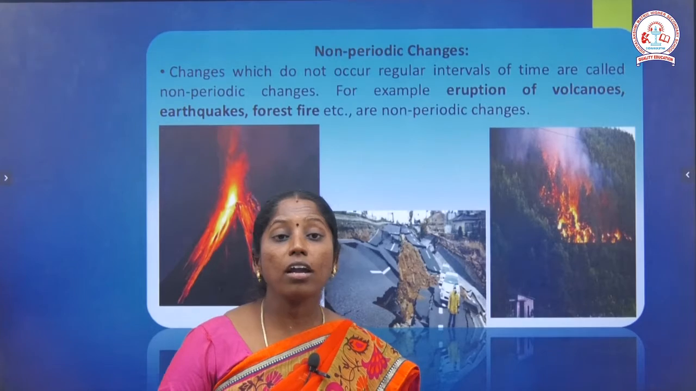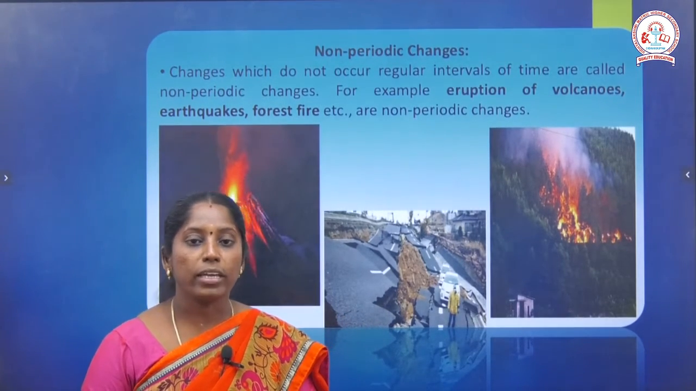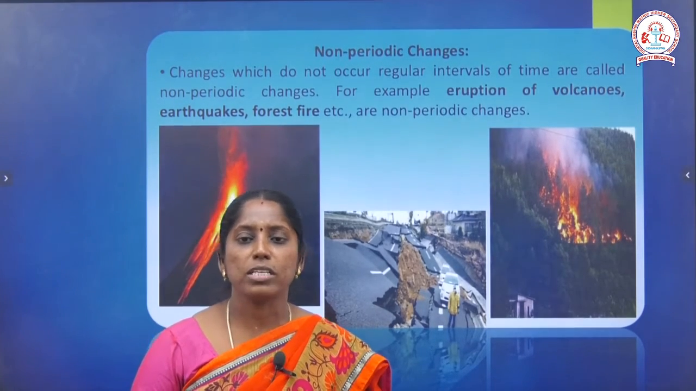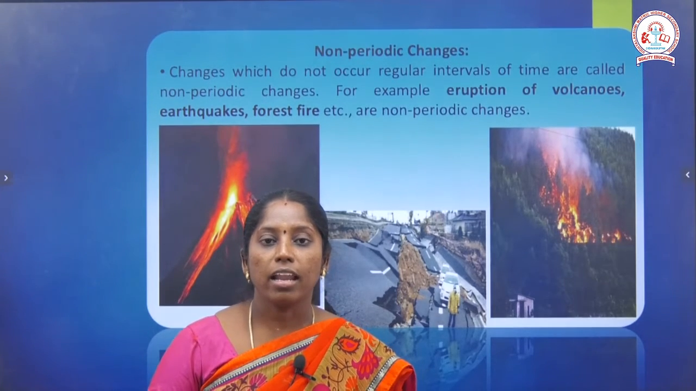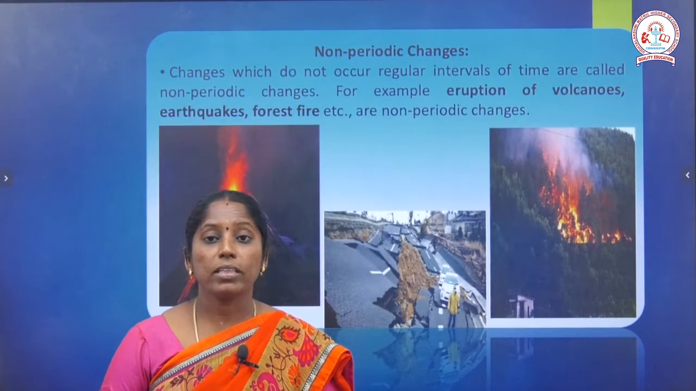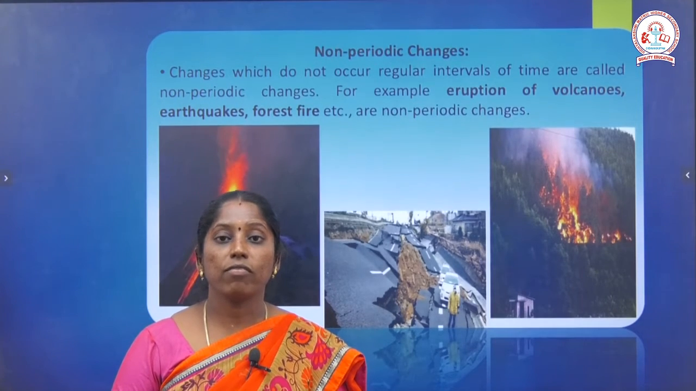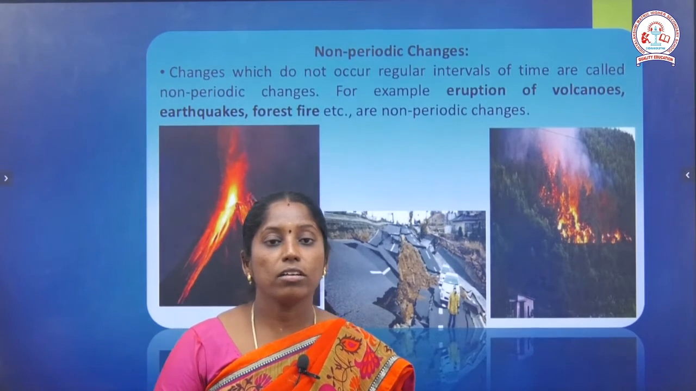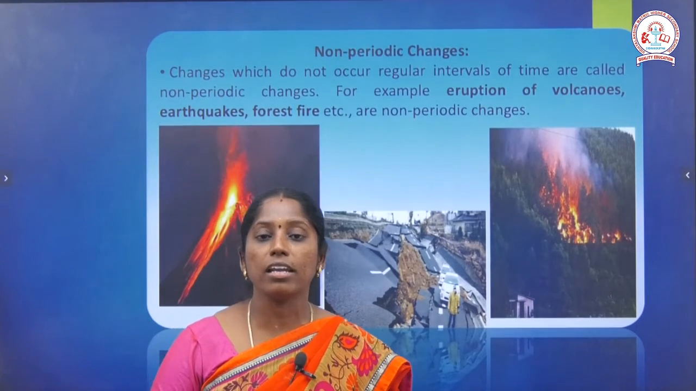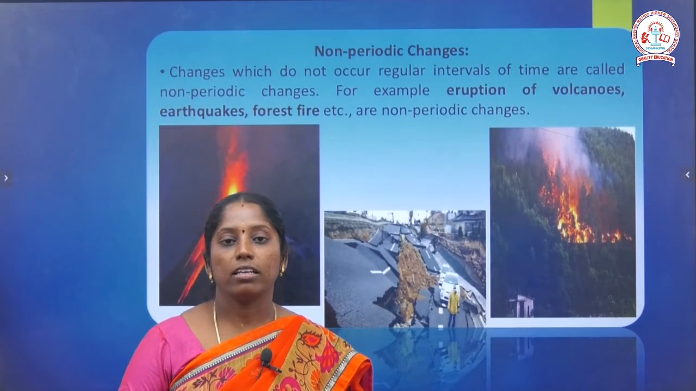The next one, non-periodic changes. They will not occur at regular intervals of time. Okay, people say they can happen any time, whatever can happen anytime, and that is non-periodic change. Like volcanic eruption, earthquake, forest fire, they can happen at any time. Even nowadays, in the rainy season, we are getting floods quickly and occasionally. That we can call non-periodic changes. So changes which do not occur at regular intervals of time are called non-periodic changes.